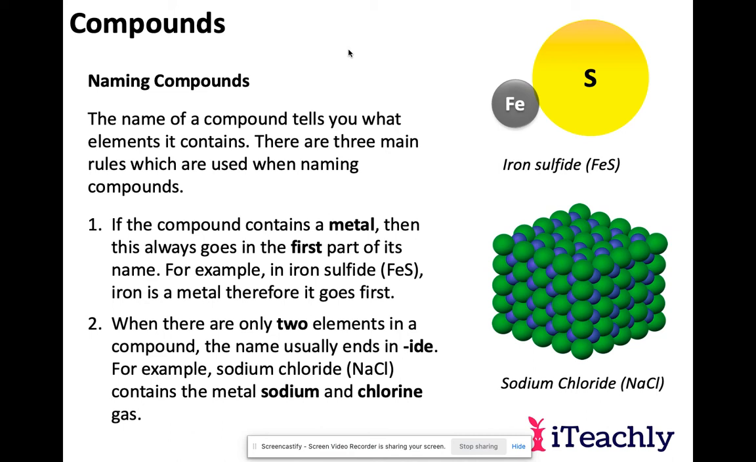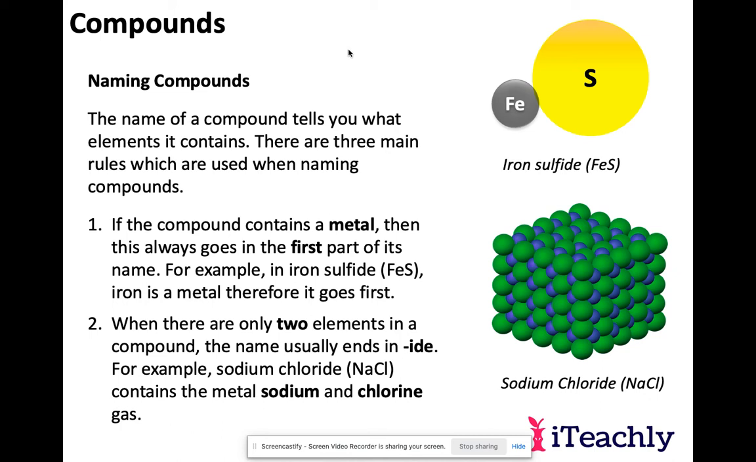Now, there are some variations to that. If you have a specific type of bond, you might see prefixes or suffixes, or you might have a Roman numeral with this. So there can be some variations to that, but the basic part is you're going to have your metal first, your non-metal. Your non-metal is going to have IDE.